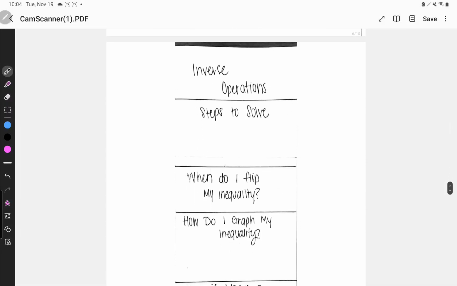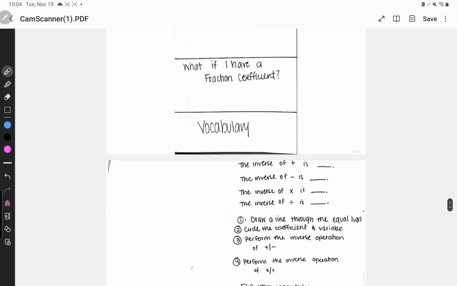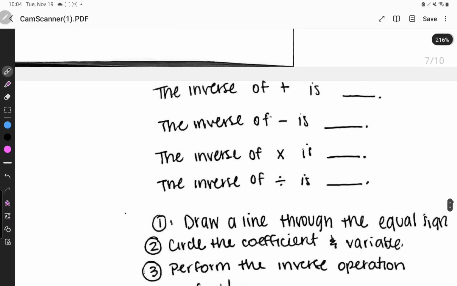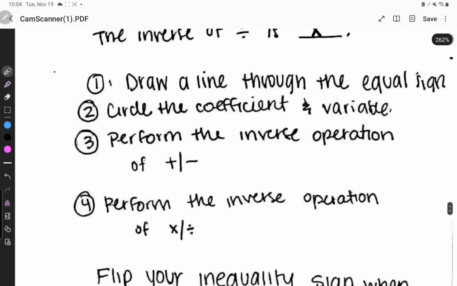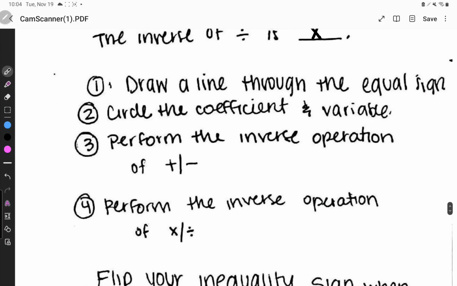The next thing that we have is equations. So we're talking about inverses here. The inverse of a positive is a negative. The inverse of a negative is a positive. The inverse of multiplication is division, and the inverse of division is multiplication. The next one right here is just your steps, and there's nothing to write on this one because we've talked about this so many times.